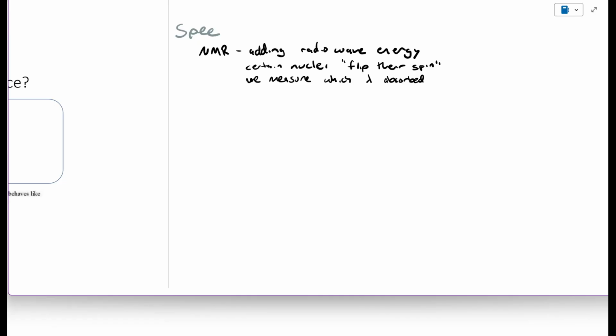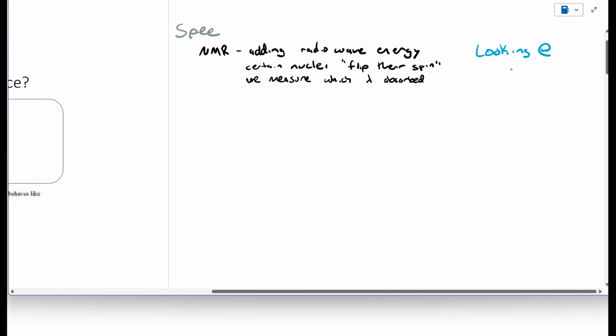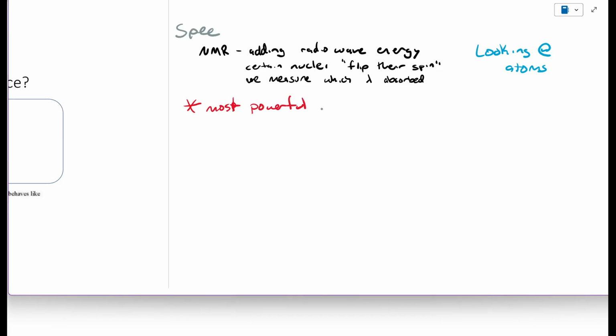Remember, mass spec looked at individual molecules, and we asked what was the mass of that molecule. The IR looked at individual bonds, and we asked what kind of bonds do you have, what kind of functional groups do you have. And with NMR, it's important to remember that we are looking at atoms. And we're asking what kind of atoms do you have and how are they connected? What is their connectivity? What's important to know about NMR is it's the most powerful tool that we have as chemists.